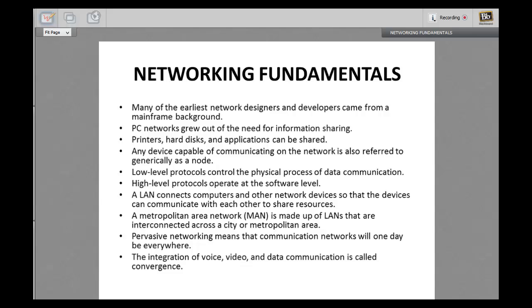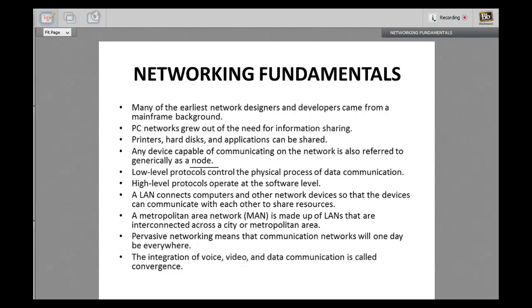Networks can be used to share printers, share data, share applications. So you can share storage. Many hard disks can form a logical hard disk together, and also applications can be shared. Any device capable of communicating on the network is also referred to generically as a node. So in general, we would refer to the device connecting to the network as a node, without giving a specific type of which part it belongs to.